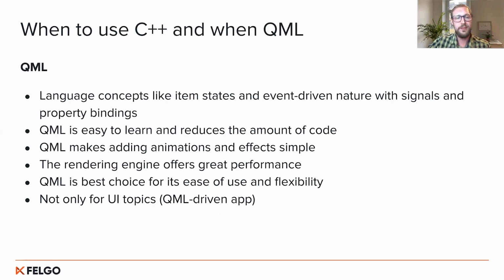QML has many cool language concepts like item states. It offers the event-driven nature with signals that I already mentioned, and also property bindings. It's easy to learn, and it really reduces the amount of code compared to C++. It makes adding animations and effects very simple.